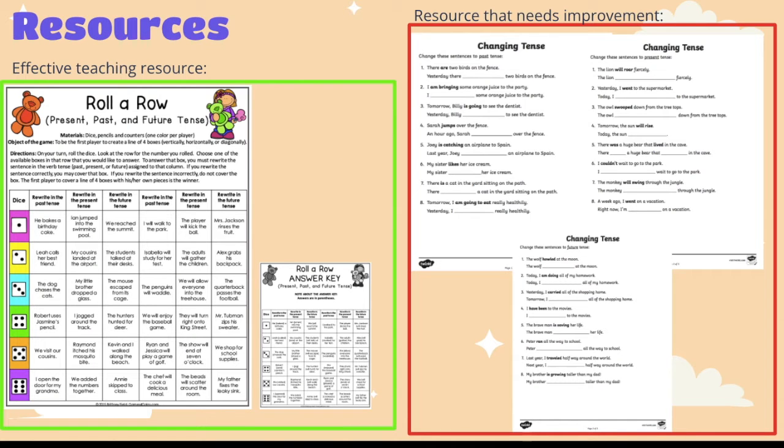Introduce our chosen resources. Our effective teaching resource is called Roll a Row. It is highly engaging and interactive for all students, whereas our second resource, which needs improvement, is not engaging as it does not incorporate authentic literacy nor does it accommodate for all types of learners.